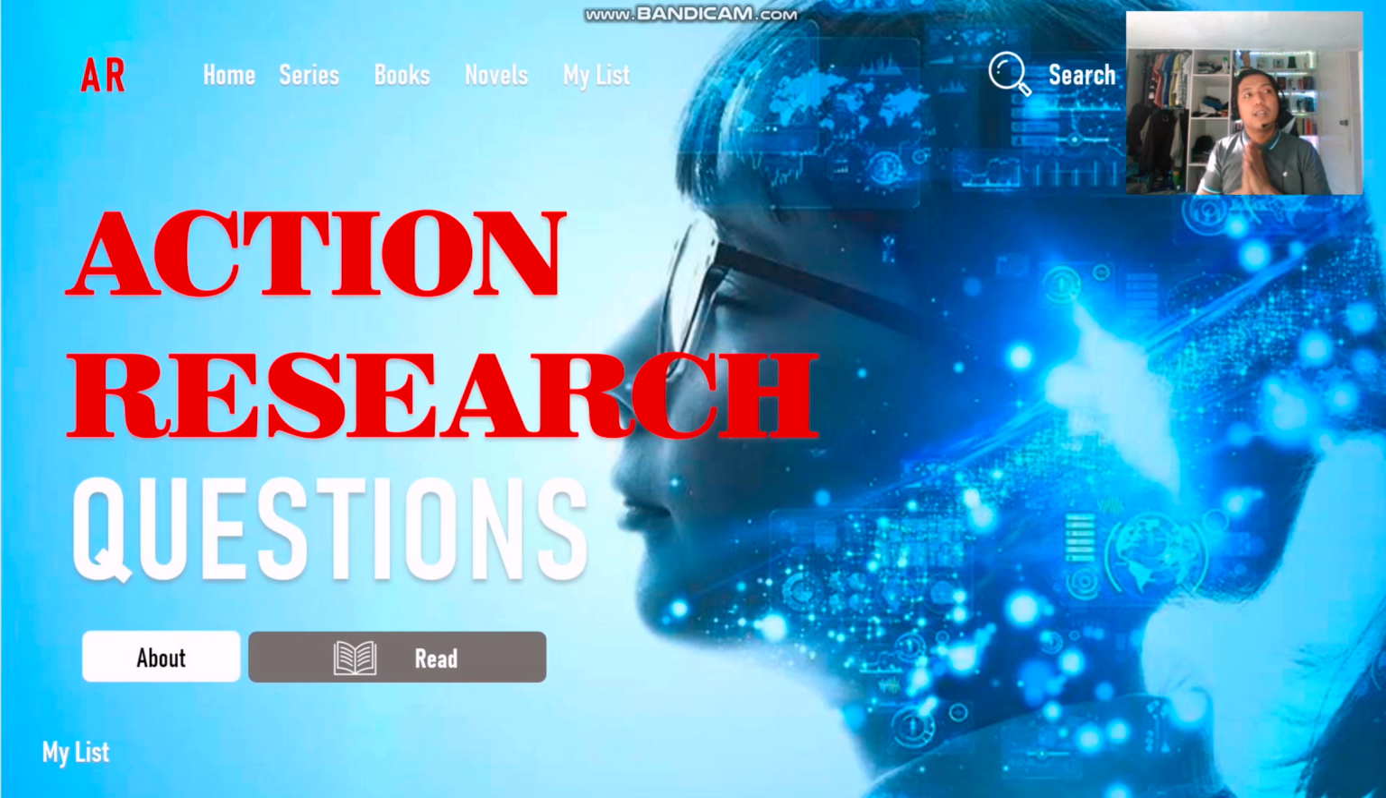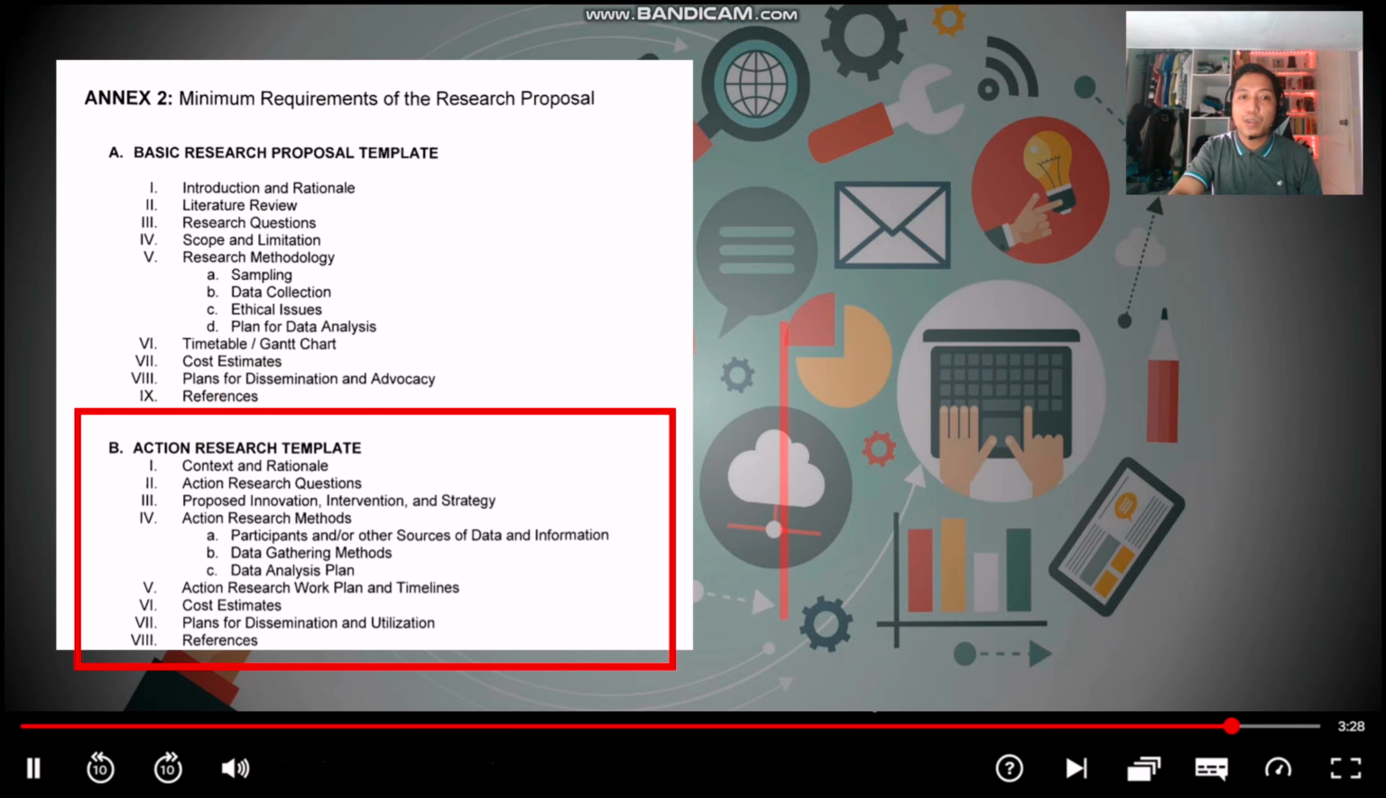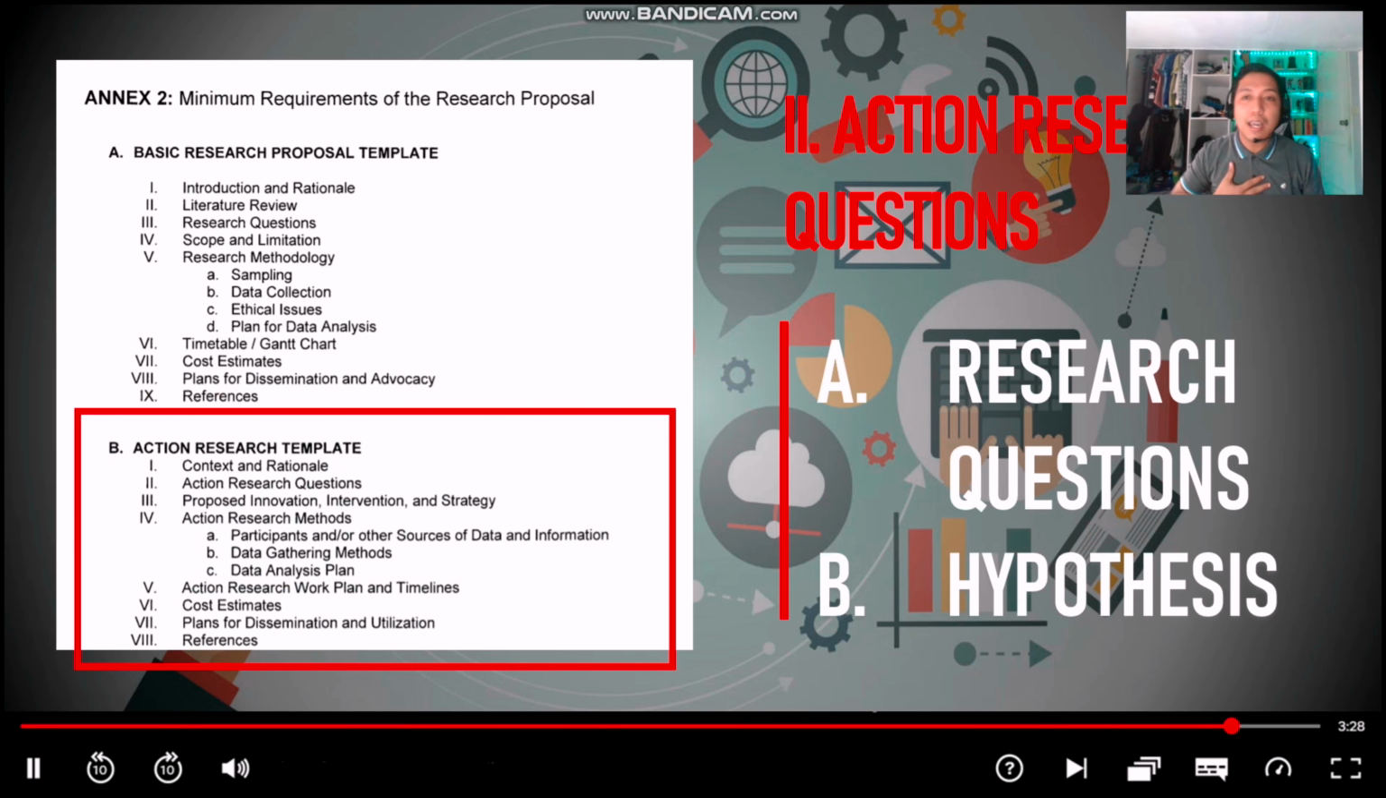So pag sabi natin, Sir, Teacher C, nakagawa na po kami ng context and rationale, ano na po yung susunod na gagawin? So this is the part 2 of your action research proposal, which is the action research question. So in my case, ang nilalagay ko sa action research questions portion is action research questions and hypothesis.